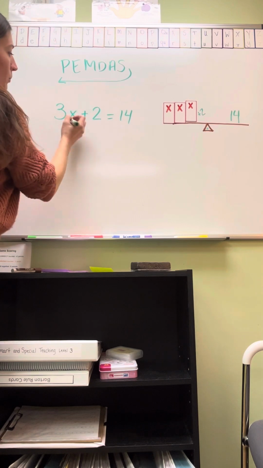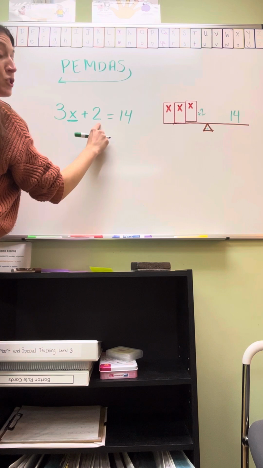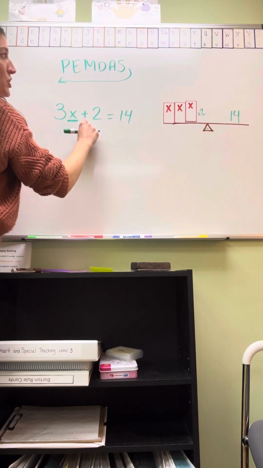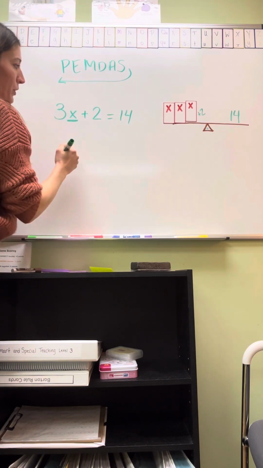So I always start with what's furthest away from my unknown. In this case, the 2 is furthest from the x, so I'm going to start with that. And it has the addition, so I know that I'm going to start at the end of my PEMDAS. Addition is at the end, that's where I'm going to go.